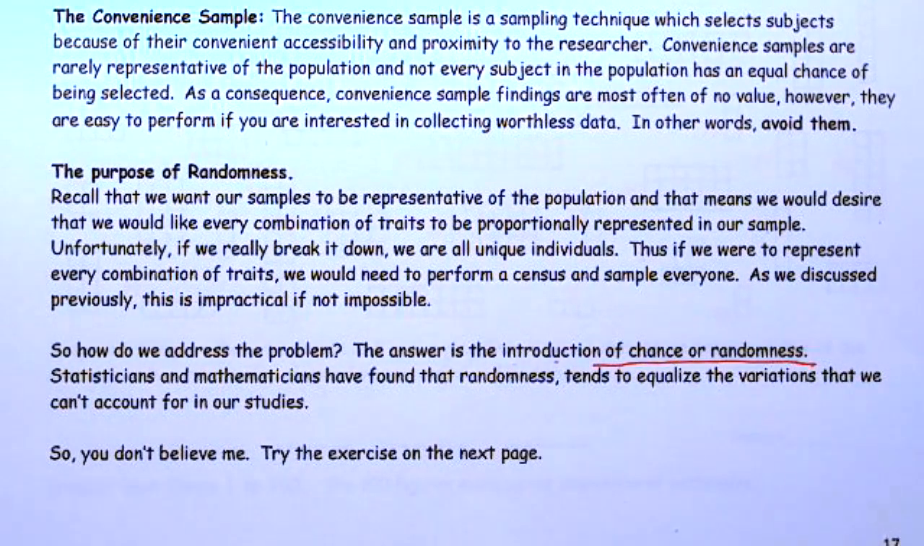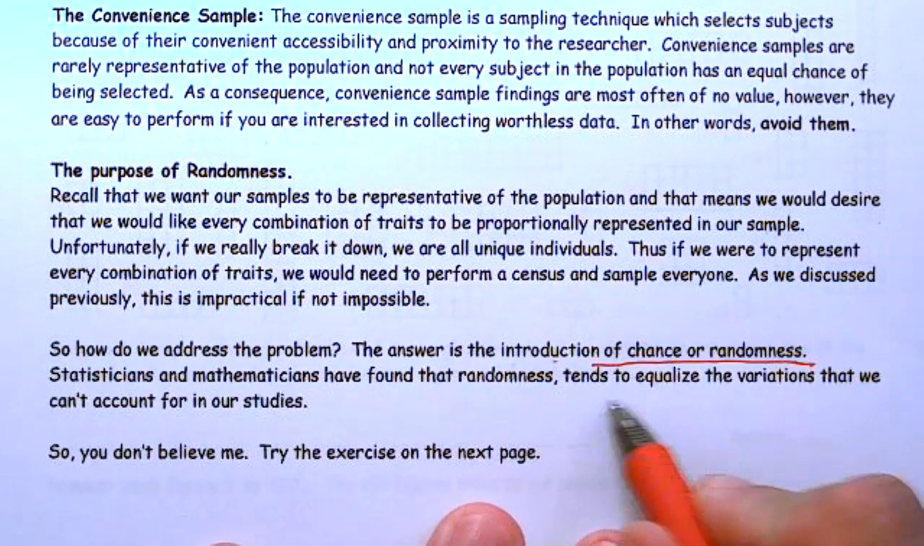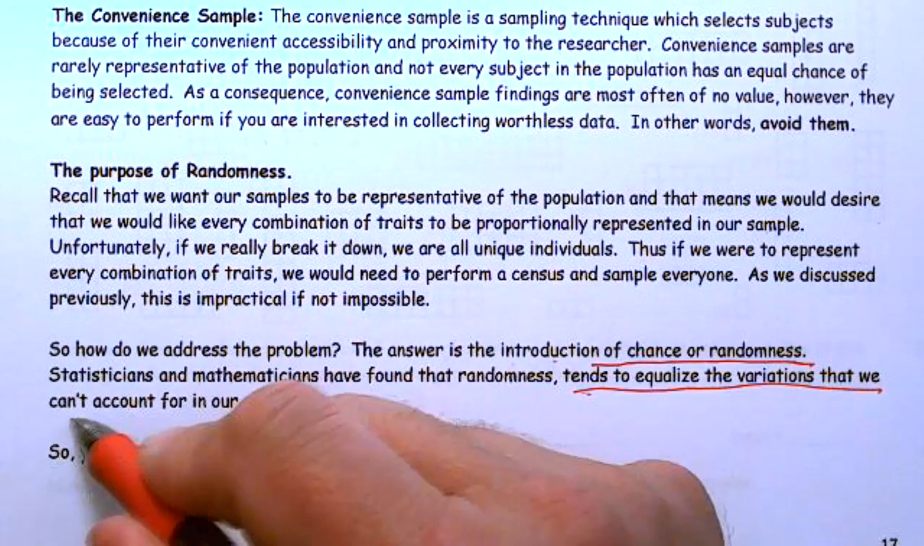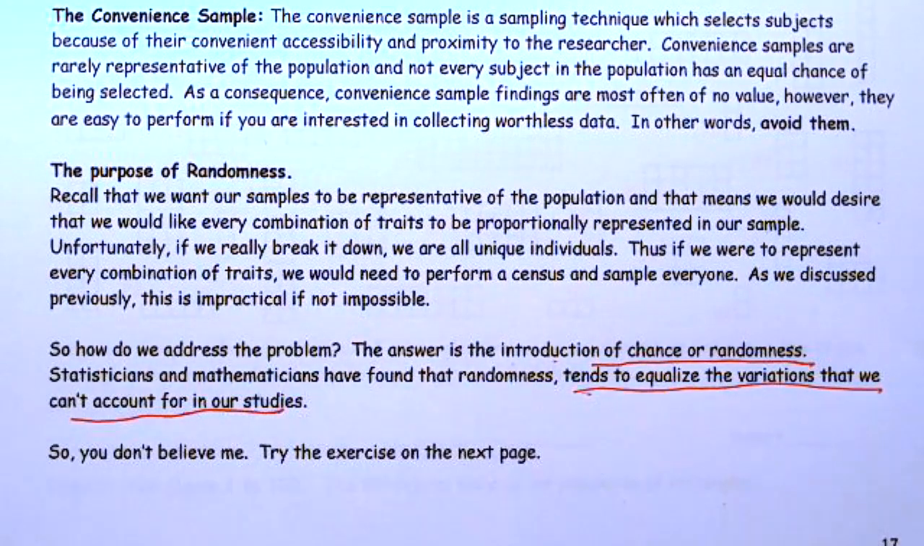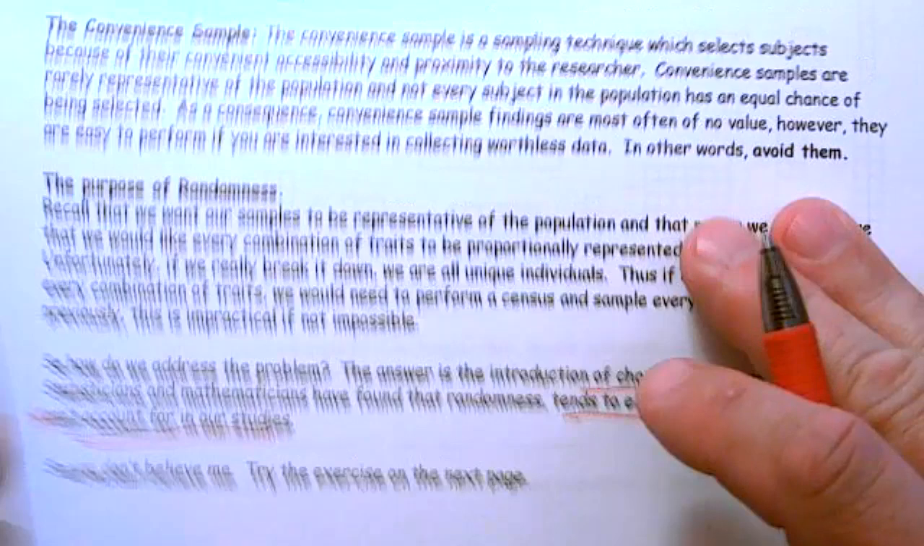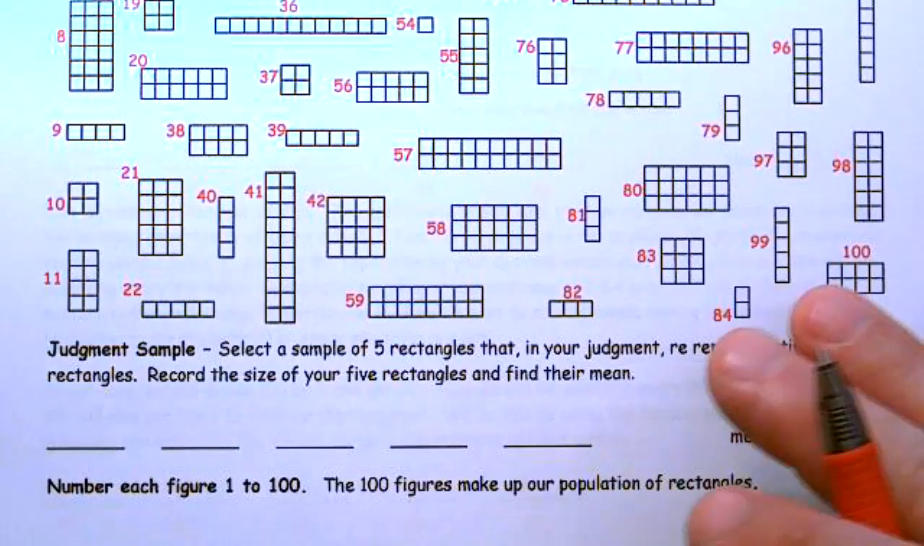And randomness, or chance, is making it equally likely that any member of the population is chosen. And statisticians and mathematicians have found that randomness tends to equalize the variations that we can't account for in our studies. So when we actually involve randomness, we equalize the variations that we can't account for in our studies. Extremely important.